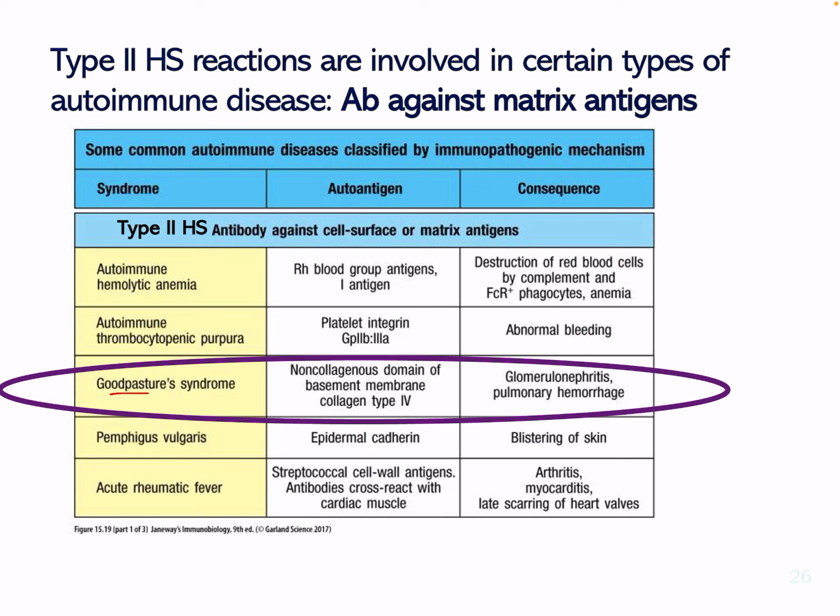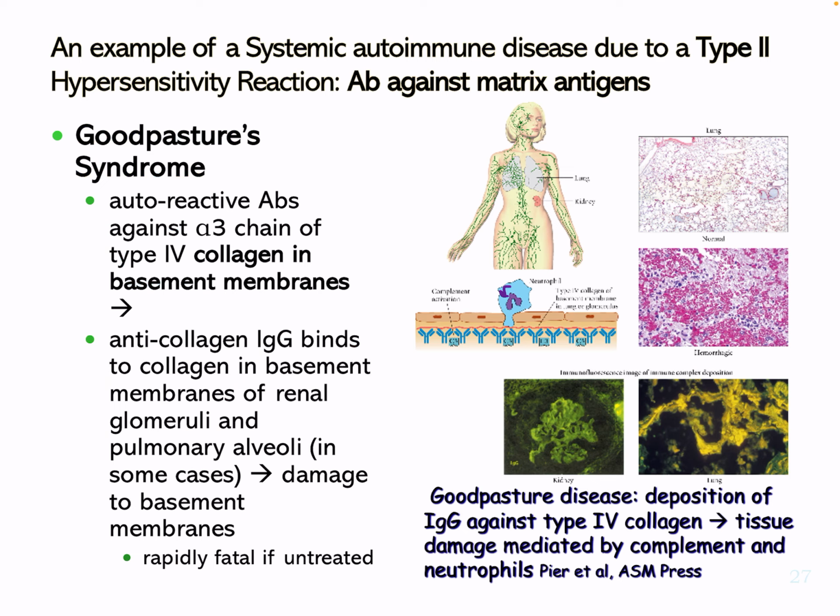Another one we'll take a look at is Goodpasture's. In this scenario, we have antibody against matrix antigens. Remember, we had our collagen type 4. In Goodpasture syndrome, we have autoreactive antibodies against alpha-3 chains of type 4 collagen in the basement membranes. This results in anti-collagen IgG antibody that binds to collagen in the basement membranes of the renal glomeruli and, in some cases, pulmonary alveoli, and this results in damage to the basement membrane. Here you can see a normal compared to the damaged. Here we have the damage.